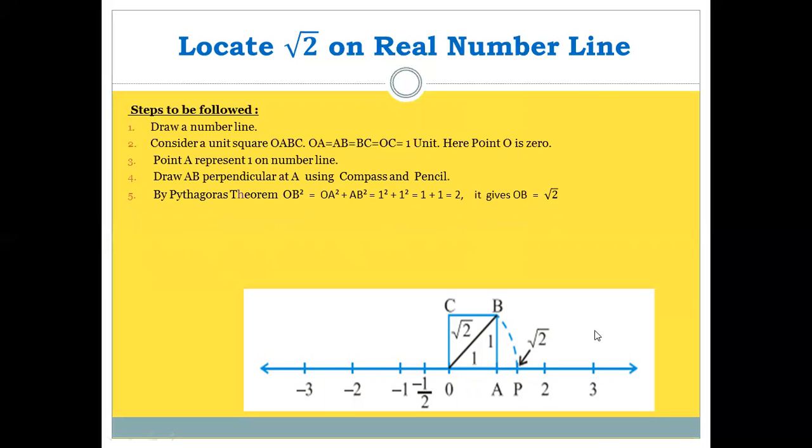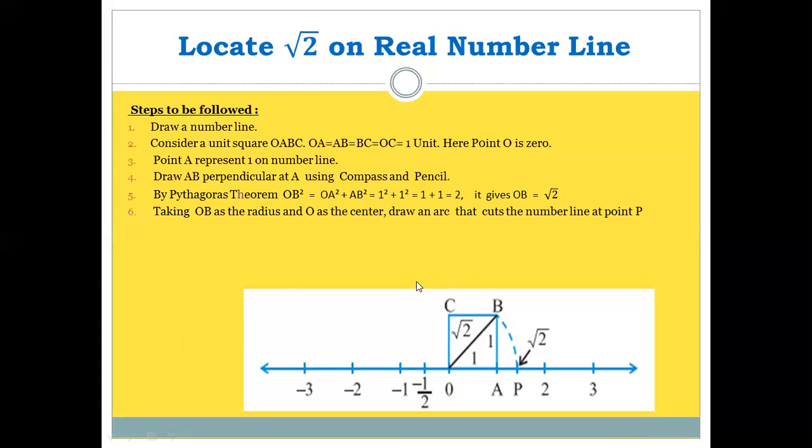So we have written here OB square is equal to base OA square plus perpendicular AB square. We know that OA and AB have 1 unit distance, so 1 square plus 1 square becomes 1 plus 1, 2. And when we take the root on both sides, we get OB is equal to root 2. So this OB, the hypotenuse of this right angle triangle OAB, we have got root 2.